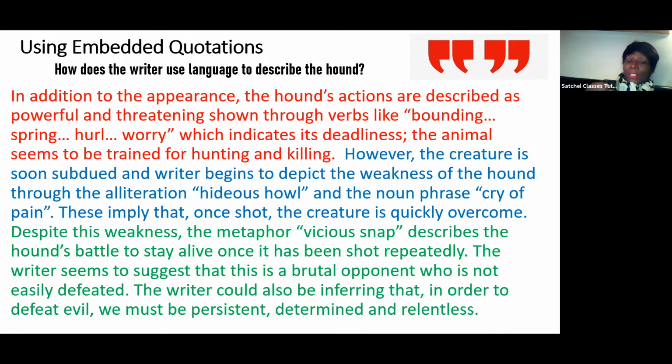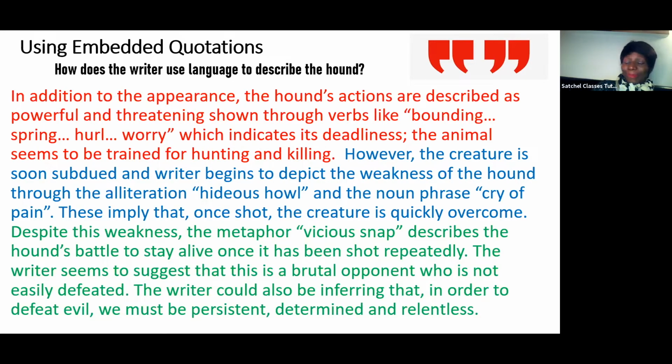But despite this weakness, the metaphor, vicious snap, describes the hound's battle to stay alive once it has been shot repeatedly. The writer seems to suggest that this is a brutal opponent who is not easily defeated. And the writer could be inferring that in order to defeat evil, we must be persistent, determined, and relentless, like these skilled and trained and courageous detectives.